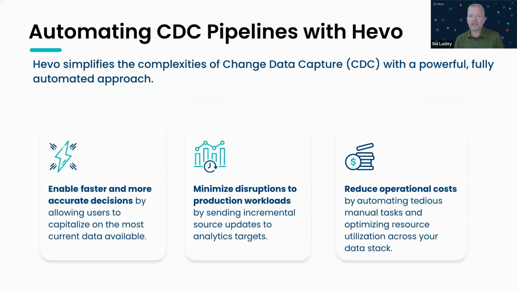Now, when we talk about automating CDC pipelines with Hevo, we really remove all of that complexity I just described for you. We try to make it very much a set it and forget it environment. Again, we're going to enable faster decisions with the pipelines that we build. We're going to minimize the disruption to any production workloads. We're going to take that workload away from the database and leverage the underpinnings of the logging. And again, help you with the operational costs associated with manual tasks, development, maintenance, all those things. Those things traditionally just go away when you leverage CDC with a pipeline and Hevo Data.